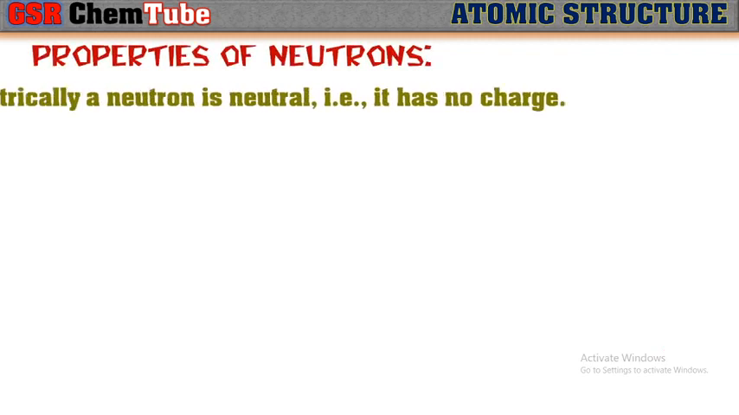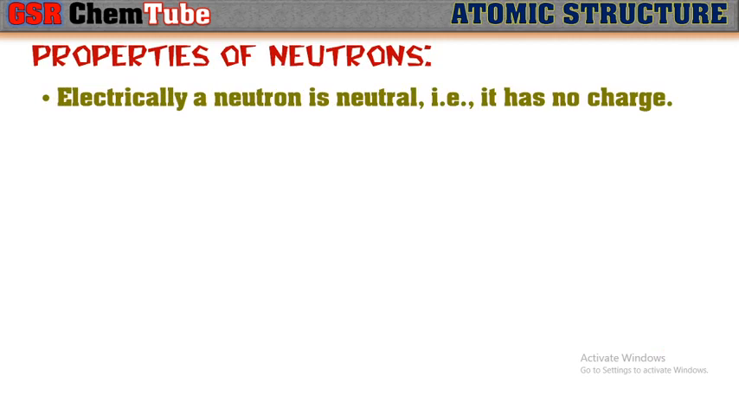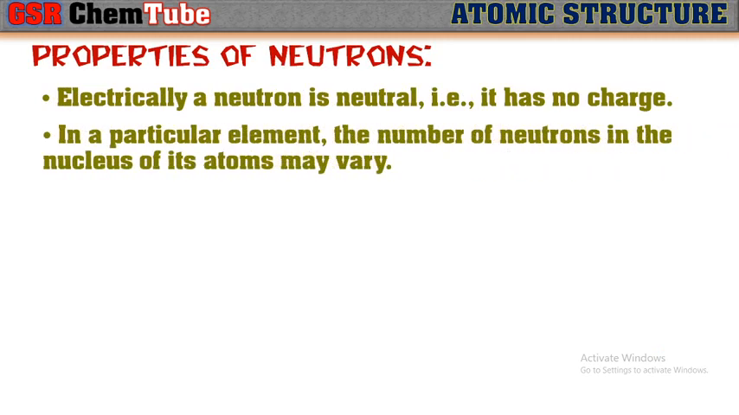Properties of neutrons. Electrically, a neutron is neutral, which means it has no charge. In a particular element, the number of neutrons in the nucleus of its atoms may vary. That means atoms of the same element may also have different numbers of neutrons in each.